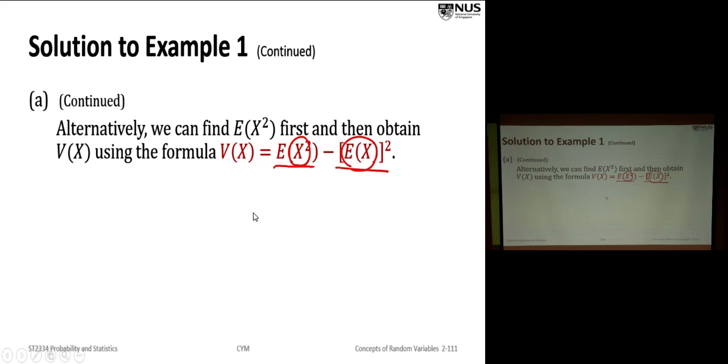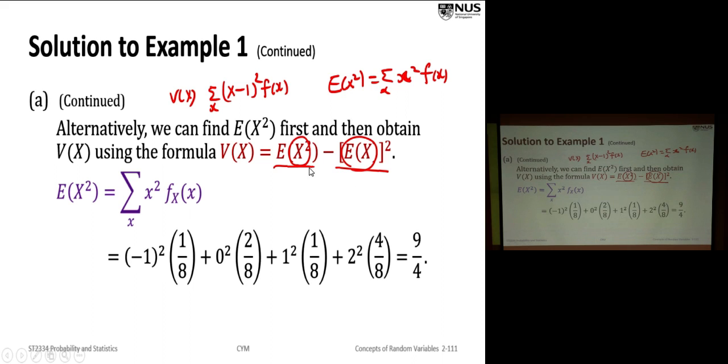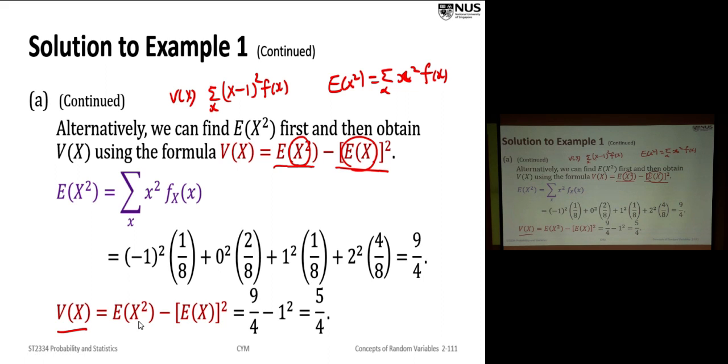So this is a formula that helps us find the variance of x. Instead of working on (x minus 1) squared times f of x, summed over all x, I work on the expectation of x squared, which is just x squared times f of x, summed over all x. It turns out to be 9/4. And the variance of x equals 9/4, the expectation of x squared, minus the square of the expectation, which is 1 squared. So the answer again is 5 over 4.